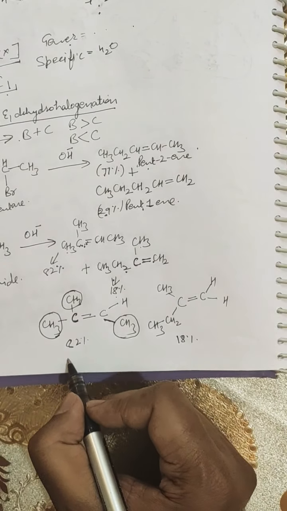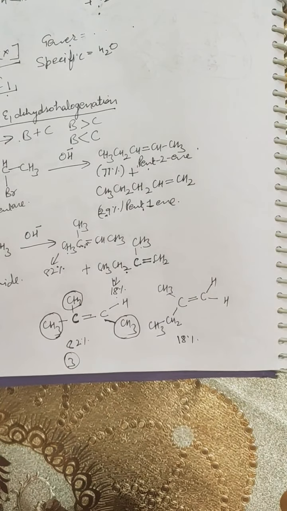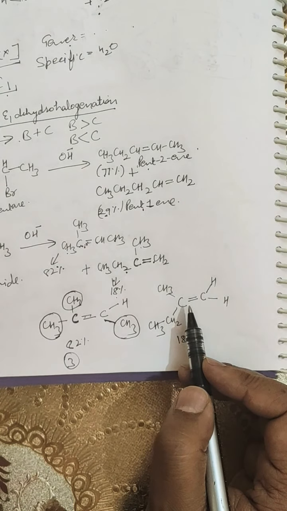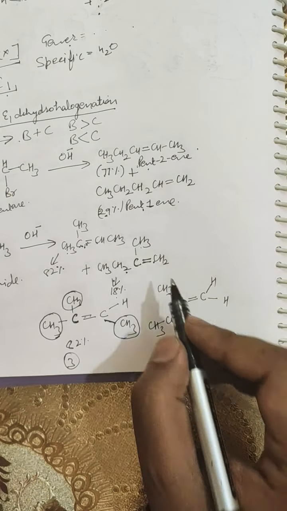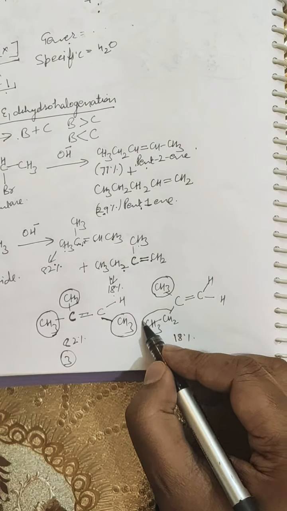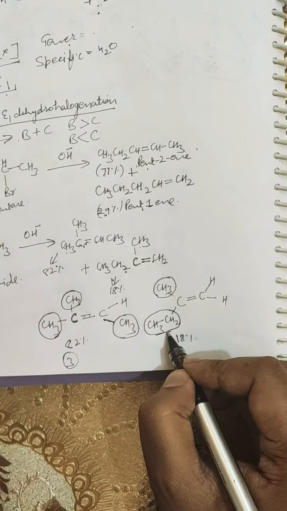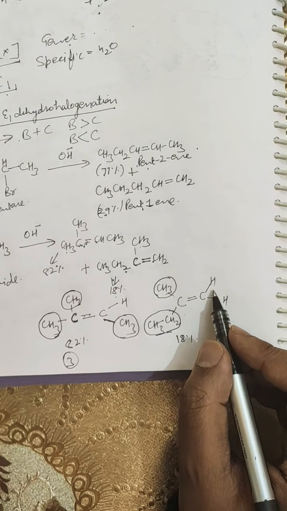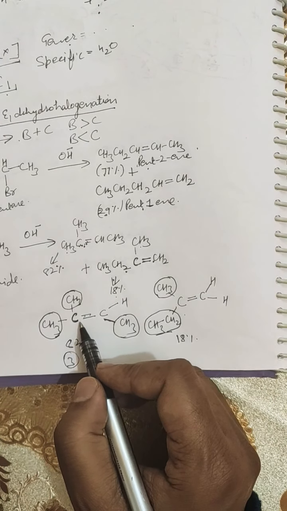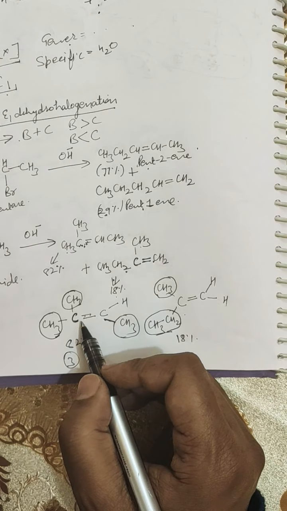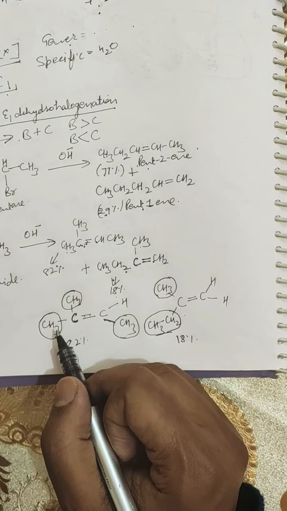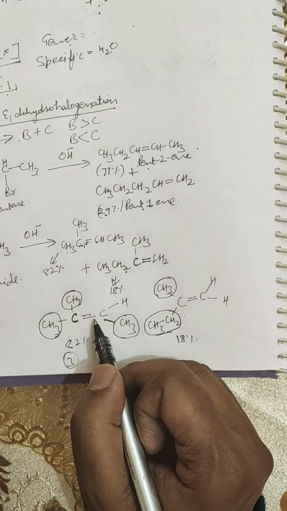There are 3 methyl or alkyl groups present on the doubly bonded carbon, whereas in this product, at the doubly bonded carbon only this methyl group and this ethyl group are directly attached, and the rest 2 are hydrogen. Here is only 1 hydrogen. So you have to see how many alkyl groups are directly attached to the doubly bonded carbon.